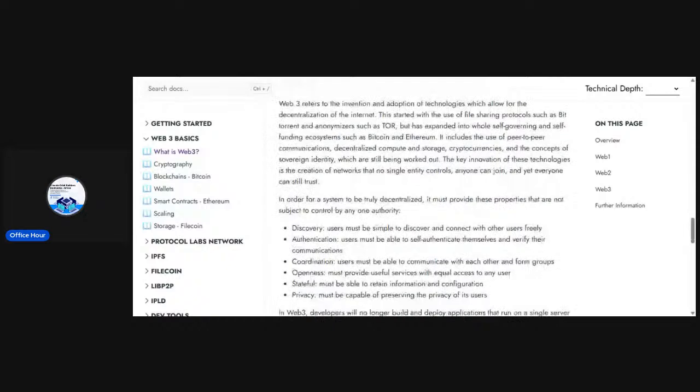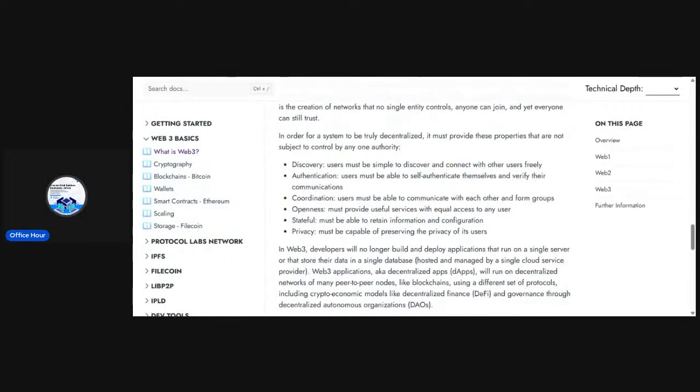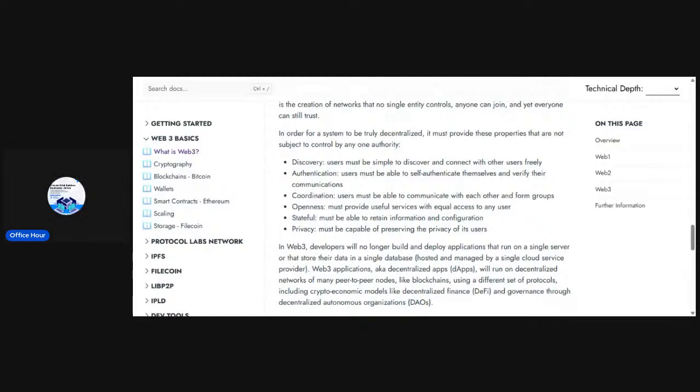Discoverable: users must be able to simply discover and connect with other users. Authentication: users must be able to self-authenticate and verify their communication. Coordination: users must be able to communicate with each other and form groups. Openness: it must provide useful services with equal access to any users. Stateful: it must be able to retain information and configuration. Privacy: it must be capable of preserving the privacy of its users.